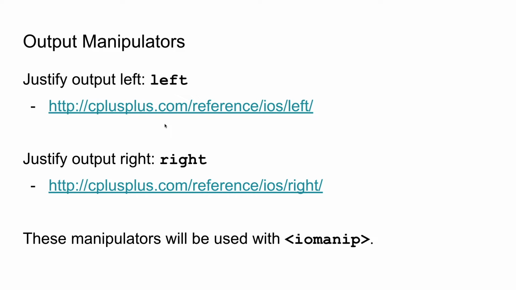Next, let's look at some output manipulators that come from ios that will be used in conjunction with iomanip. Those being left and right. Left is going to justify any output that you have to the left, and right is going to justify any output you have to the right. This may not make so much sense right now, but it will here in a second when we go over iomanip.